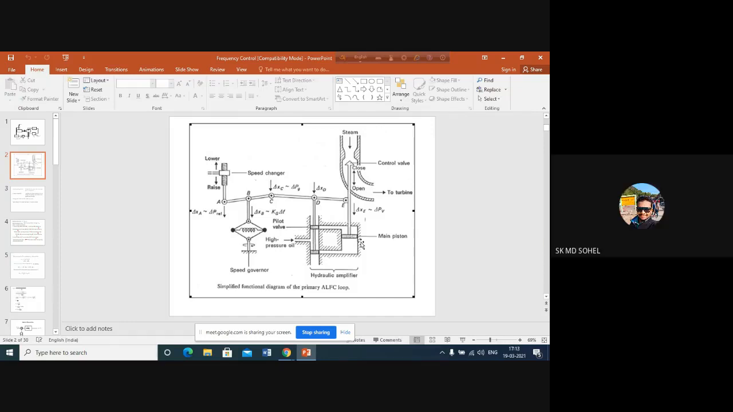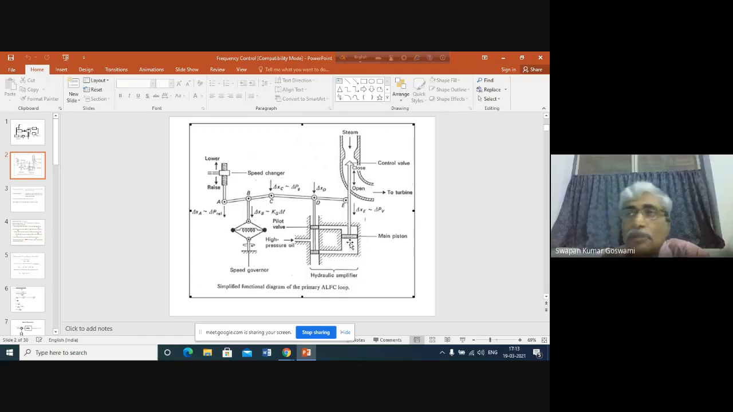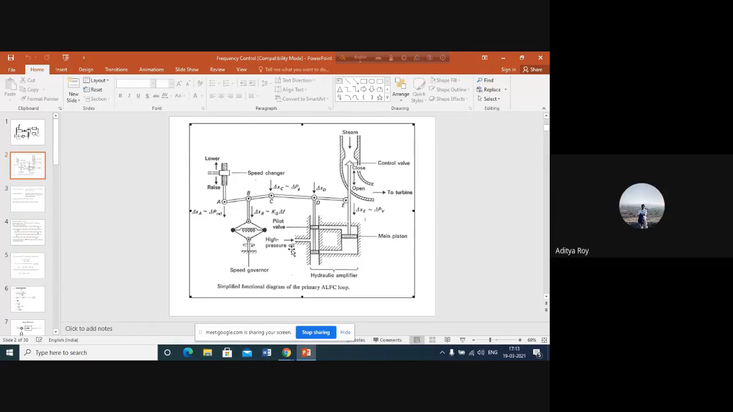Sir, it will depend on pressure. Yes, obviously it will depend upon the pressure, because pressure will decide, for how much opening, how much oil will be transferred from one chamber to another. Is it clear? Okay, yes. Okay, just 1 minute.